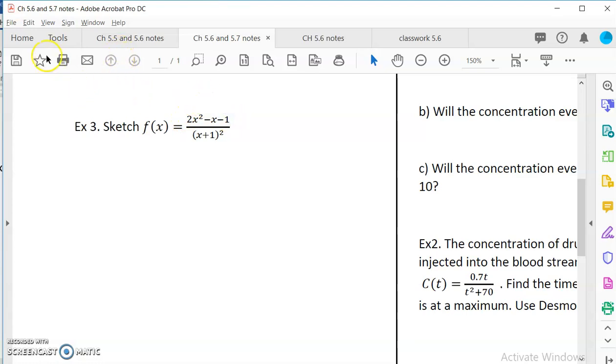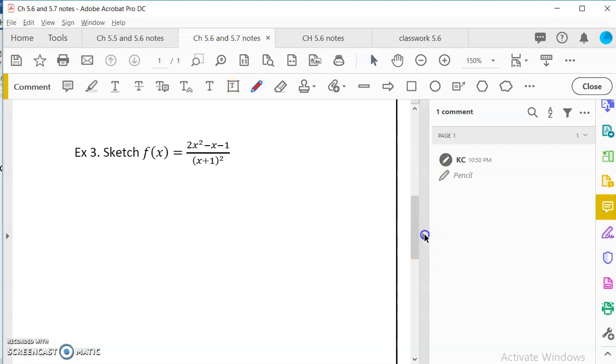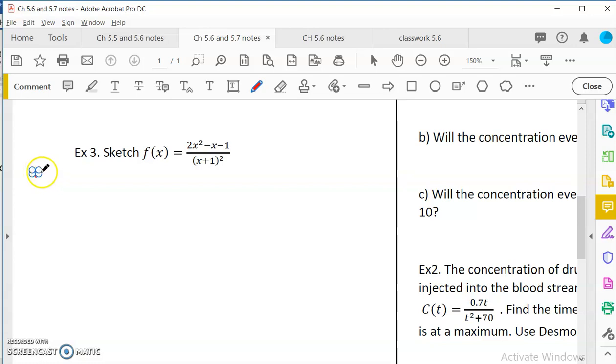So the first thing is to find the y-intercept. The y-intercept is very easy because you just plug in x equal to 0. Even without factoring, you can just do it right away. So you would have 2 times 0 squared minus 0 minus 1, and the denominator will be 0 plus 1 squared. The top is negative 1, the denominator is 1, so it's equal to negative 1. So you have the point x equal to 0, y equal to negative 1. That's the y-intercept.